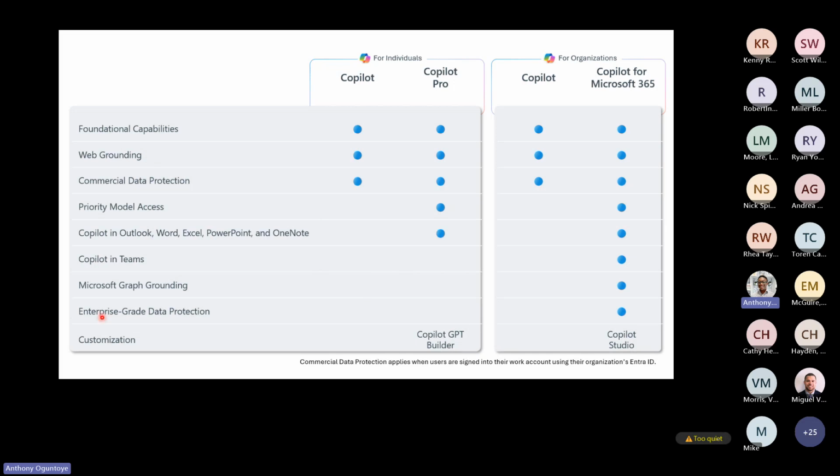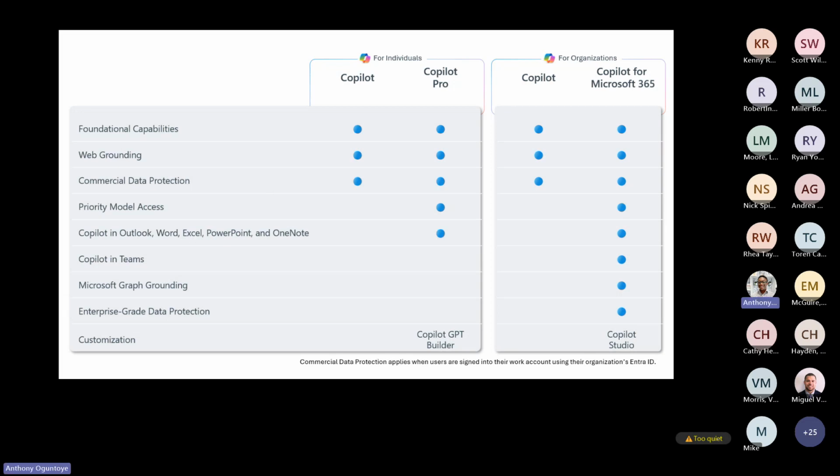Starting with foundational capabilities, some of Copilot's foundational capabilities include answering questions, creating content, and reasoning over data. If you've used Bing Chat Enterprise, which was rebranded to Copilot, you already understand that that's your AI for search, right? So that's basically your foundational capability.